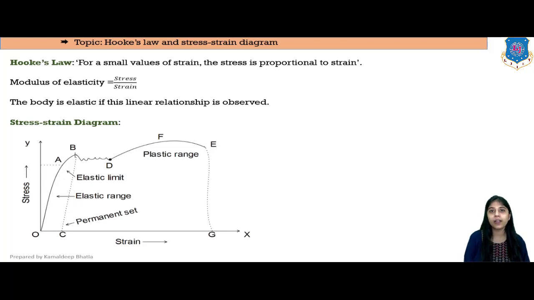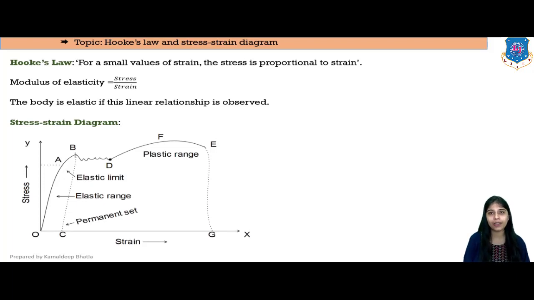Also, Thomas Young introduced a term which characterizes a material, that is modulus of elasticity, in such a way that modulus of elasticity is nothing but the ratio of stress to strain. Since strain is unitless, the unit of modulus of elasticity will be same as stress. So Hooke suggested the linear relationship between stress and strain, since the body is said to be elastic if this linear relationship is observed.